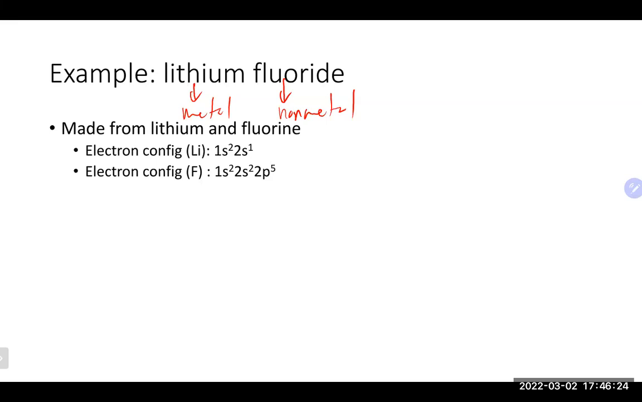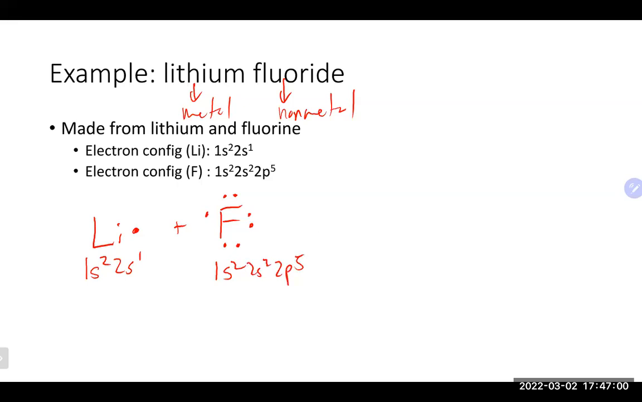We're not going to have any sharing of electrons here, but we are going to have a transfer of electrons from our metal to our nonmetal. So if we were to draw our dot structures for this, lithium, which is group 1 on the periodic table, should have 1 dot there. Again, its configuration is 1s2, 2s1. And fluorine, which is group 7 on the periodic table, should have 7 dots around it, with its 1s2, 2s2, 2p5.